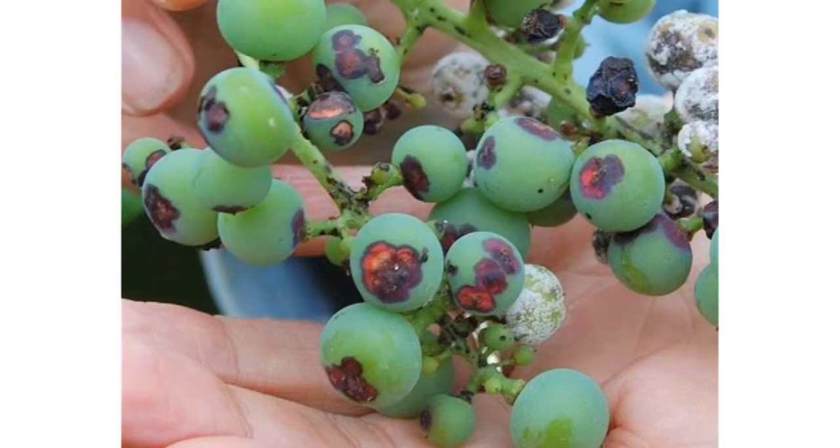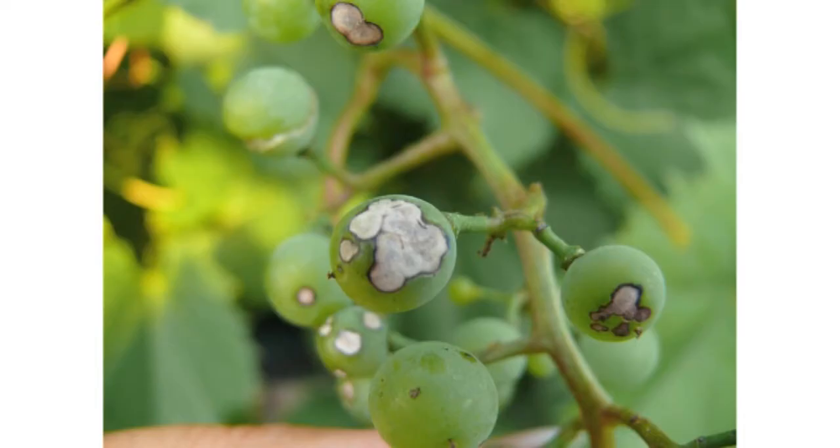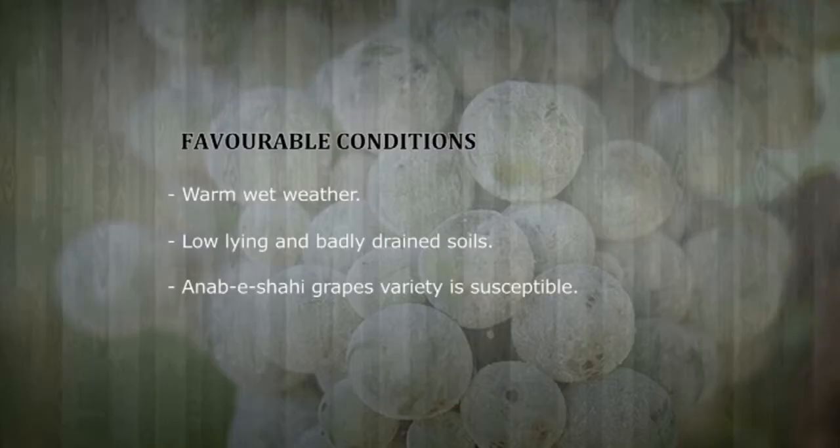Black sunken lesions appear on young shoots. Symptoms like sunken spots with a grey center and dark margin on fruits, that is called bird's eye symptom. Mummification and shedding of berries is also observed under this disease. Now coming to the favorable condition. Warm, wet weather, low-lying and badly drained soils. Anab-e-Shahi grape variety is susceptible.